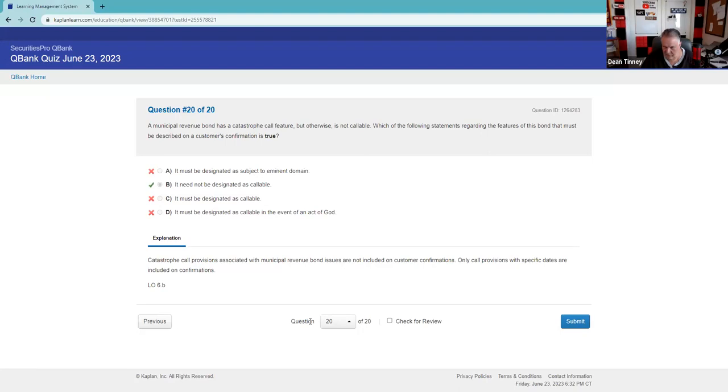I don't think that's really the test issue. The test issue is this need not be disclosed. Only call provisions with specific dates are included in confirmation. So the flip of this is if you buy a muni bond at a premium, well, then you must disclose that. You must disclose that.